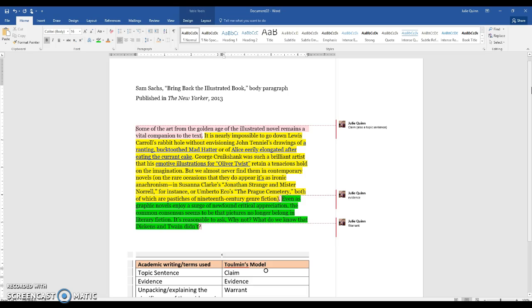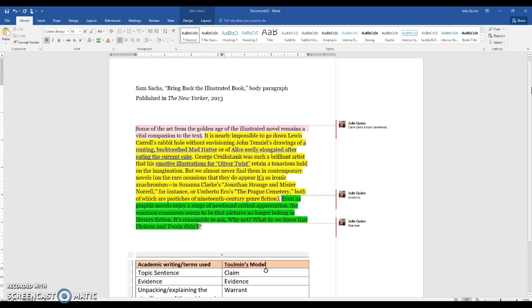Some of the art from the golden age of the illustrated novel remains a vital companion to the text. So, in our speak, this is the claim. This is Toulmin's claim. This is also a topic sentence. So what's going to happen in the rest of the paragraph is he's going to show that lots of writers used illustrations. Some of this art is vital to the text. It's necessary.